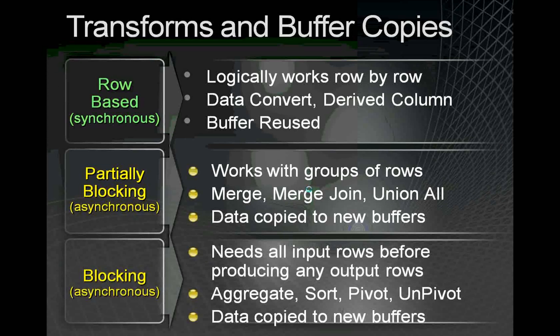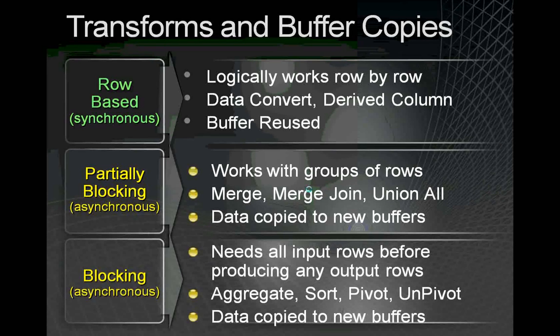Partially blocking, asynchronous transforms are different. As data comes into these transforms, the transform needs to hold on to the data in order to do its work. To do that, it will copy incoming data into internal buffers and consume memory, sometimes lots of it. As data continues to flow in, these transforms may realize that they can go ahead and write output data. They'll do that and free up the corresponding internal memory they've been holding on to. Once the data flow is complete, they'll free up all the memory they've used. But until then, they'll typically consume a noticeable amount of your memory. Examples of these kinds of transforms include merge, merge join, and union all.